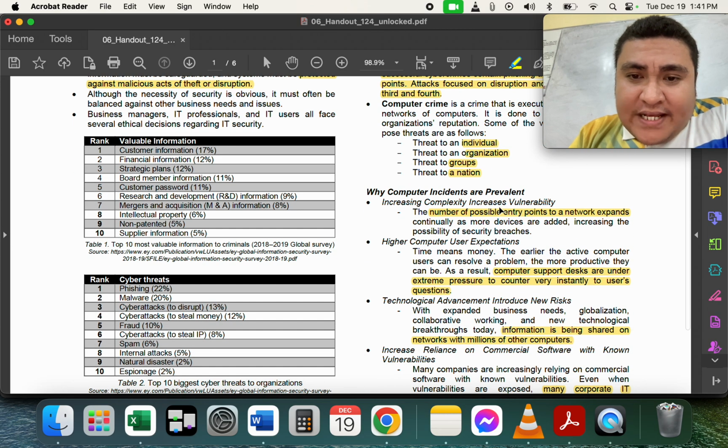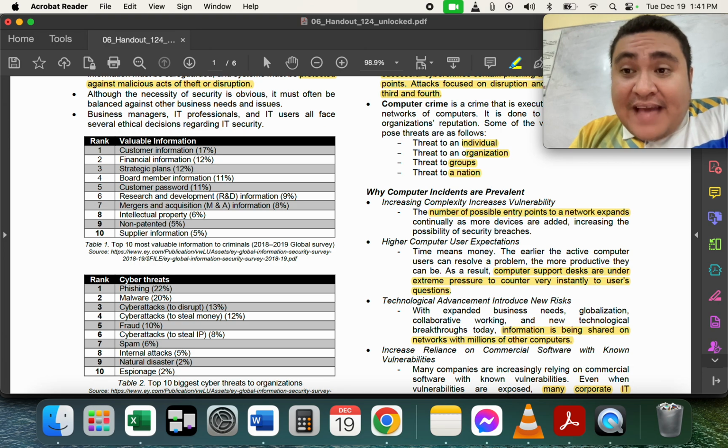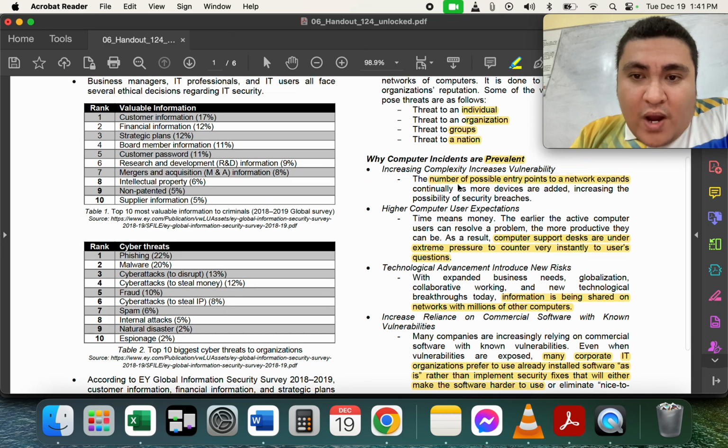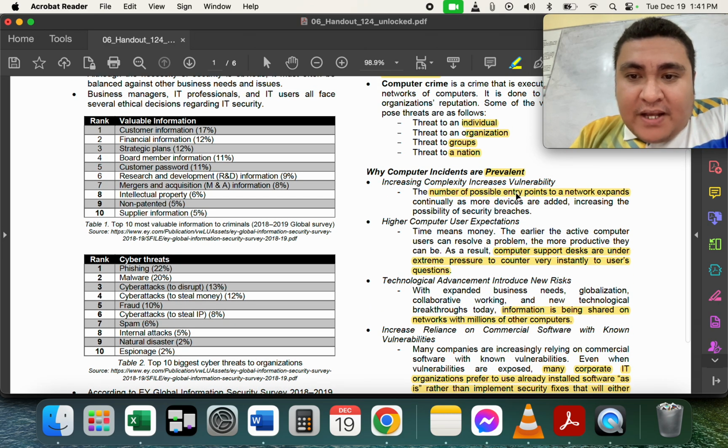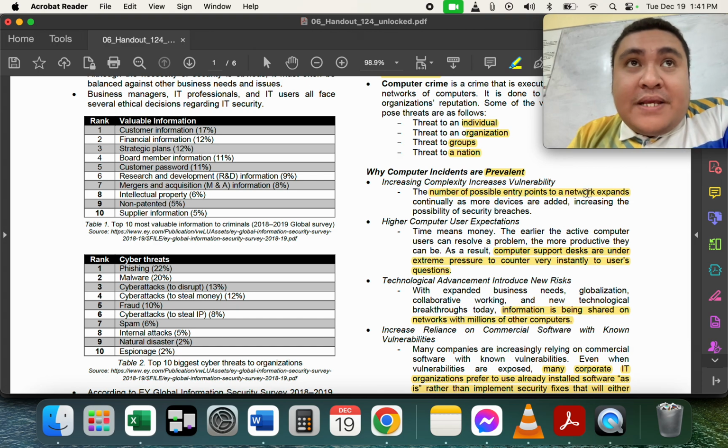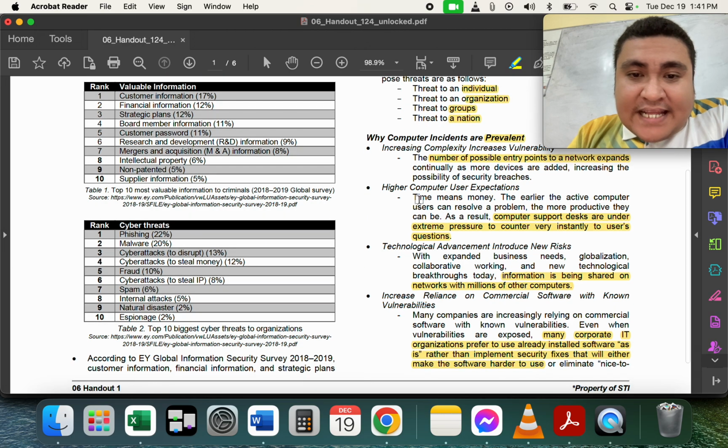Now, why do we consider computer incidents prevalent in our society? When you say prevalent, it means it's widespread. The first one is the number of possible entry points to a network expands. So, remember, we are embracing technological advancement nowadays. Okay? So, that means it also invokes the availability of a lot of entry points. The second one is that there are higher computer user expectations.